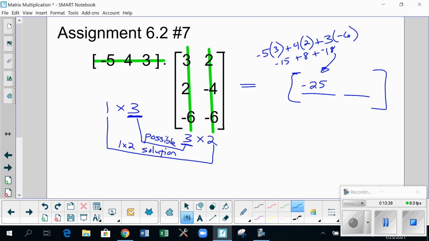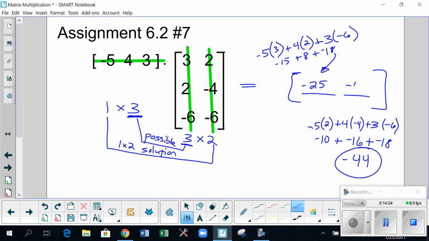Now to get my second element, I'm going to take the row of my first matrix, the -5, 4, and 3, and group it together with the right-hand column of the second matrix, the 2, the -4, and the -6. This is -10 plus -16 plus -18. Add these together, we get -44. That is my solution. The solution is this small 1 by 2 matrix.